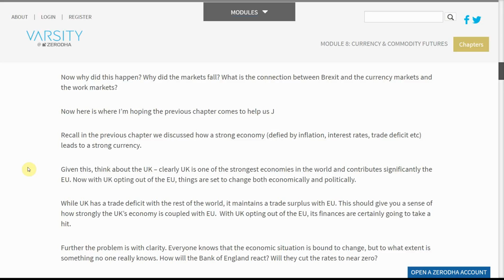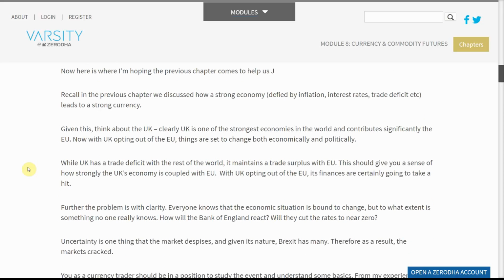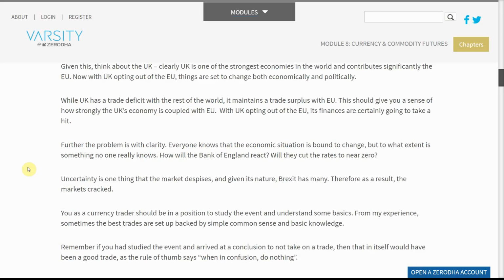Clearly the UK is one of the strongest economies in the world and contributes significantly to the EU. Now with the UK opting out of the EU, things are set to change both economically and politically. While the UK has a trade deficit with the rest of the world, it maintains a trade surplus with the EU. This should give you a sense of how strongly the UK's economy is coupled with the EU. With the UK opting out of the EU, its finances are certainly going to take a hit.